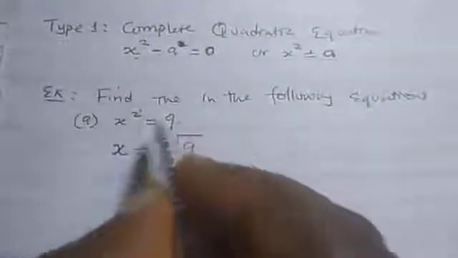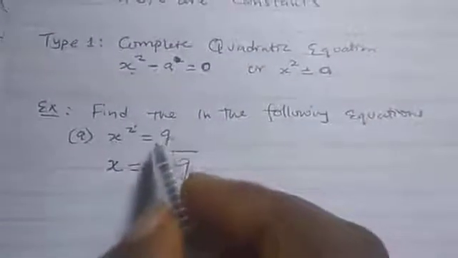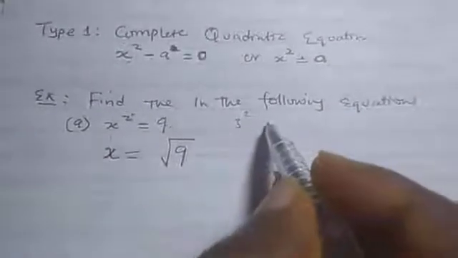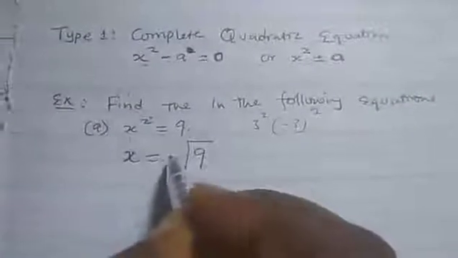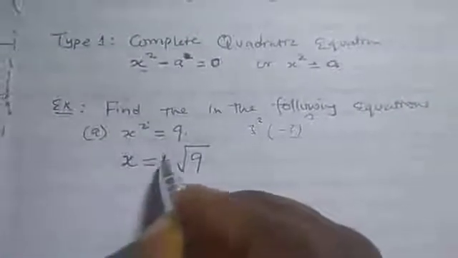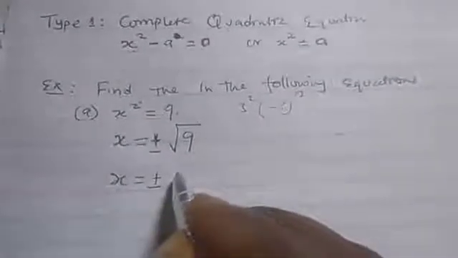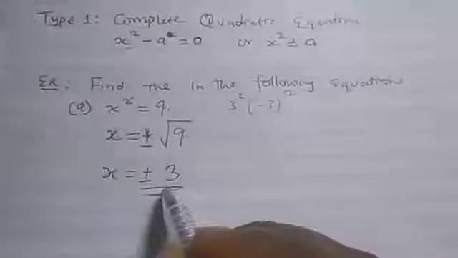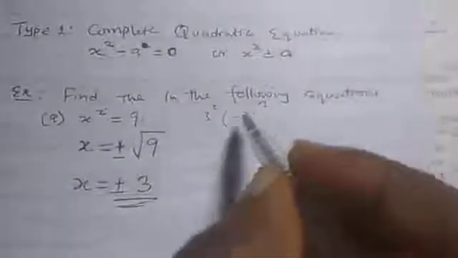But because we are transferring the square to the other side, there are two numbers that can give me 9. We know normally 3 squared will give me 9, and minus 3 all squared will give me 9. So in that case, you must include plus or minus there, so that our answer is equal to plus or minus square root of 9, which will give me 3. So x is equal to plus or minus 3, that is x is 3 or x is minus 3.